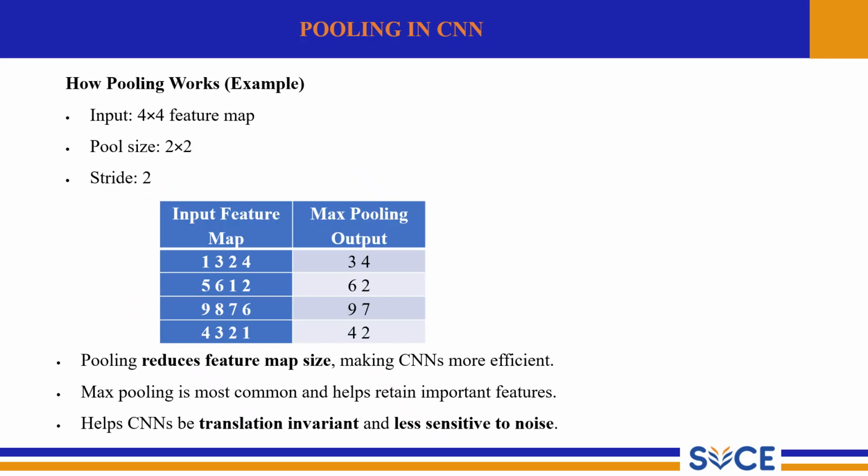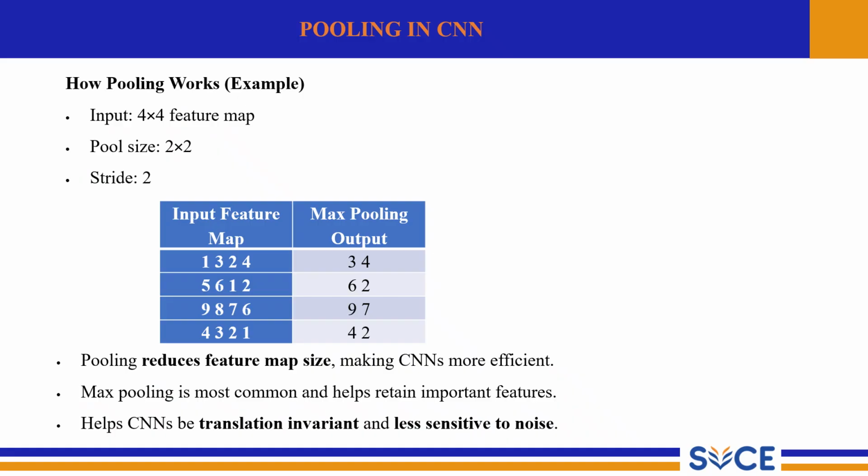How pooling works, with an example. So the input is a 4 by 4 feature map and the pool size here is 2 by 2. We are converting the 4 by 4 feature map to 2 by 2. The stride given is 2. The input feature map has the first row 1, 3, 2, 4, and then 5, 6, 1, 2, and then 9, 8, 7, 6, and then 4, 3, 2, 1.